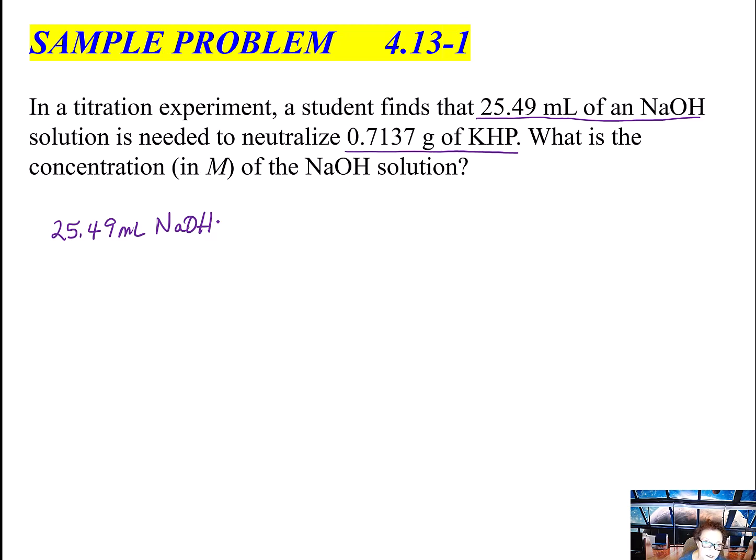And molarity, if you recall, is moles per liter. So I'm going to go ahead and convert this to liters. There's 1,000 milliliters in 1 liter, right? So it's 0.02549 liters of sodium hydroxide. That's what it takes, all right?